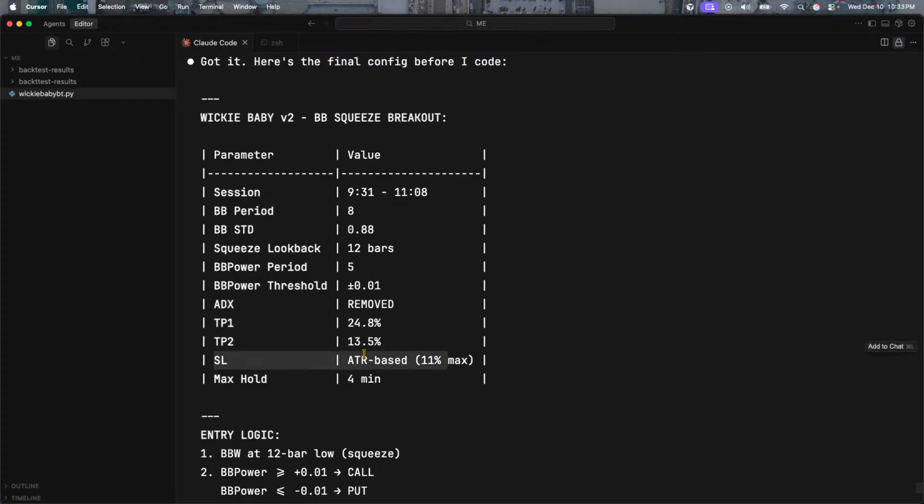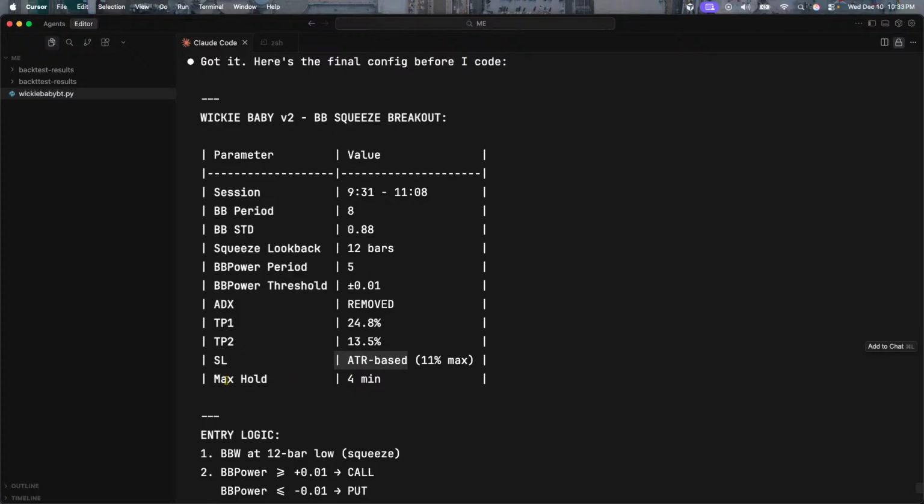Our stop loss, I'm using an ATR based stop loss, but I still have a cap, right? ATR is average true range. It lets us know what direction the price is going in, right? But again, I still have a cap because I still wanted to be able to say, hey, you can go based off where volatility or the price is taking you, but I'm going to cap it to 11%.